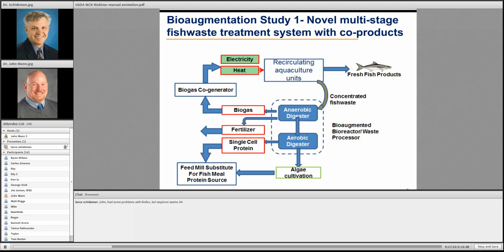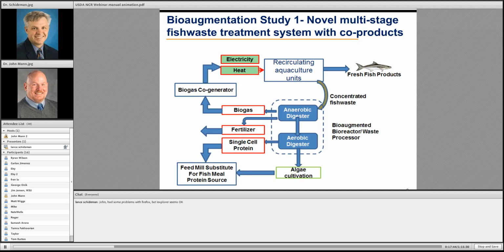So the remaining organics that weren't harvested in that previous step are, in this case, turned into a single cell protein product, which is basically we again bioaugment with a specific approved bacteria for feed products, and so we go ahead and grow that bacteria on the leftover waste material, and then that's harvested, and you can see it moves into the feed mill on the left-hand side, lower part of the diagram.